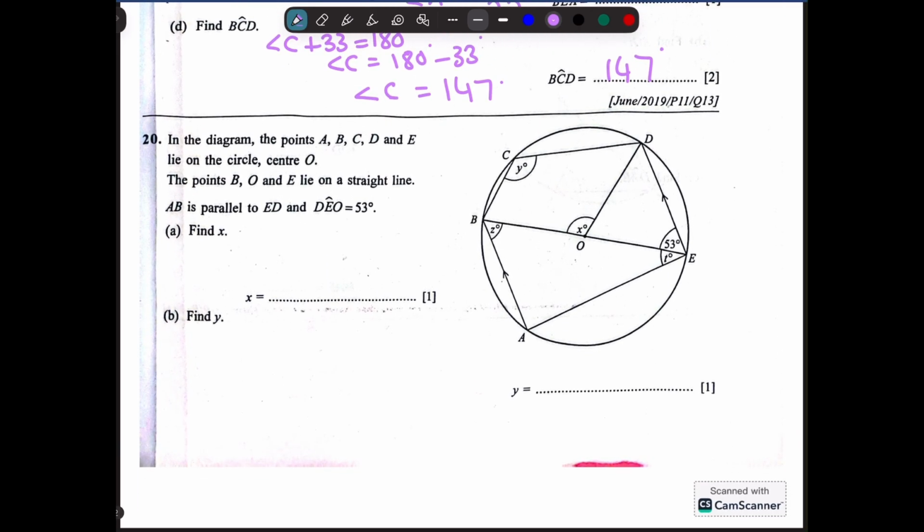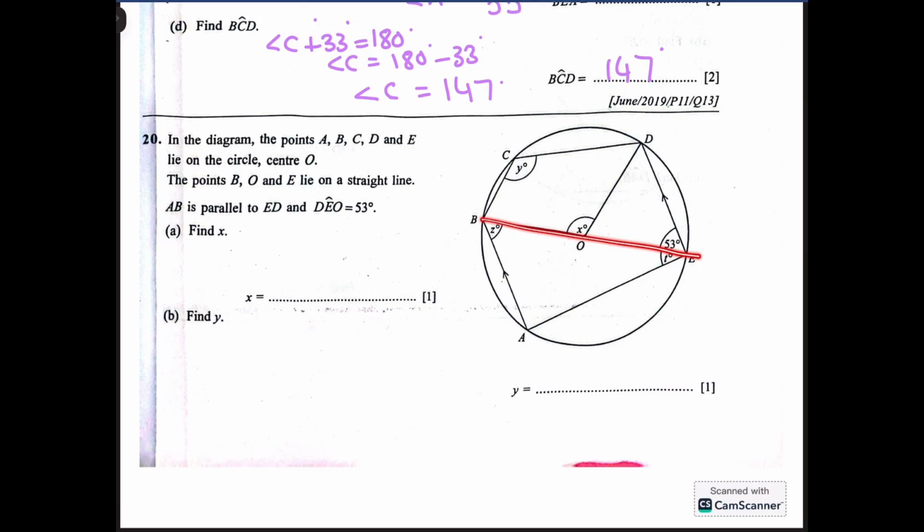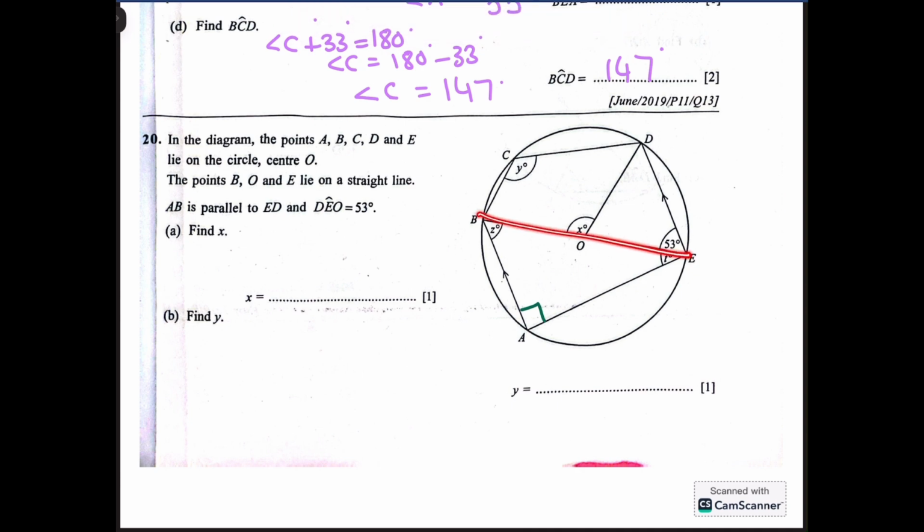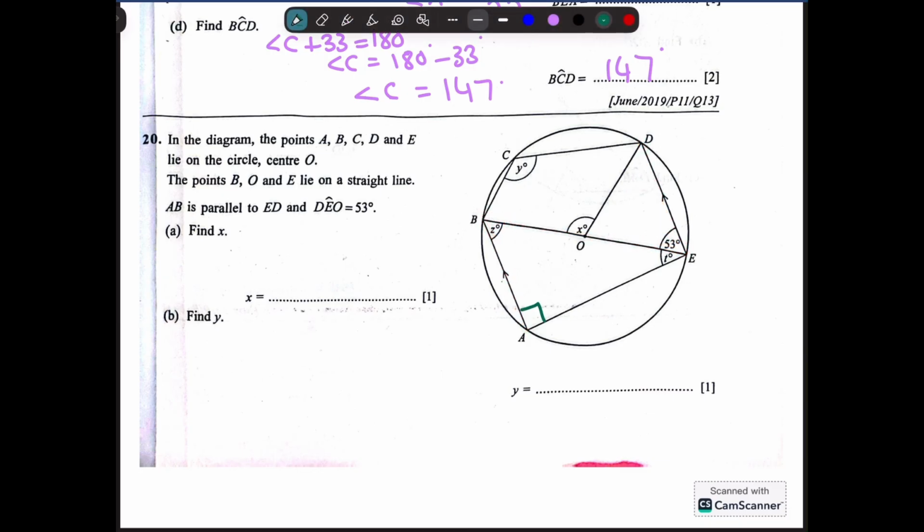Okay, so in the diagram, points A, B, C, D, and E lie on the circle with center O. Okay, so this is the diameter, which makes this angle 90 degrees. Let's mark it as 90 degrees. The points B, O, E lie on a straight line. So this is a straight line. AB is parallel to ED. Be ready to use some properties of parallel lines. And there's one that I can see instantly. So alternate angles. Angle Z is going to be 53 because they're alternate angles. So I will just mark it right here.